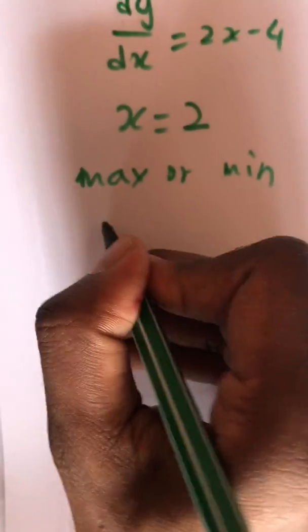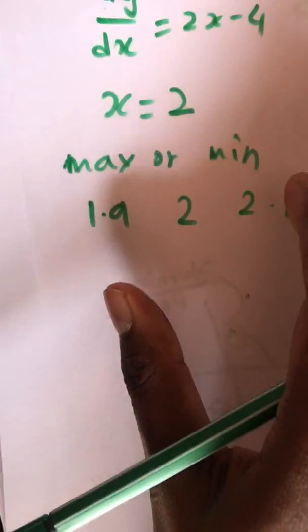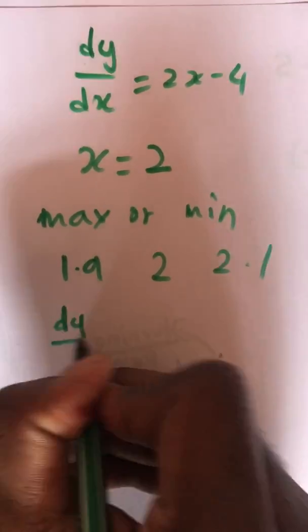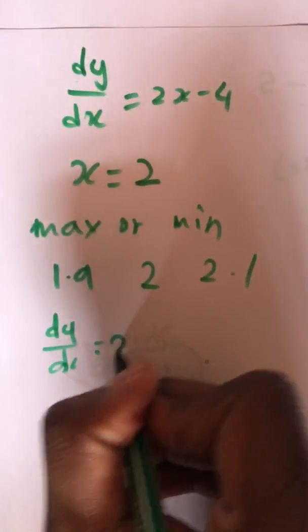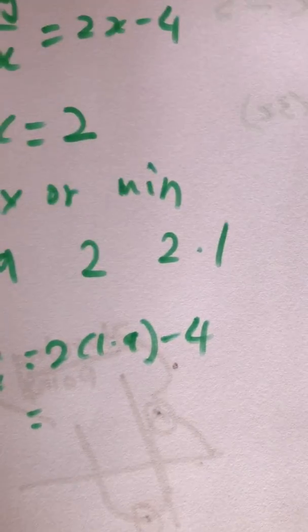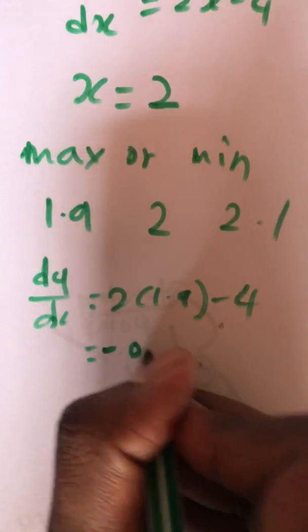You can take either, up to you, but you must take one lesser value and one upper value. So usually we have the habit, we take 1.9 and then 2 and then 2.1. We want to see the difference, what happened. So I'll take 1.9 and sub inside the function, so I will write here dy over dx equals 2 times 1.9 minus 4. Let me get my calculator and press. 2 bracket 1.9 minus 4, I will get negative 0.2.